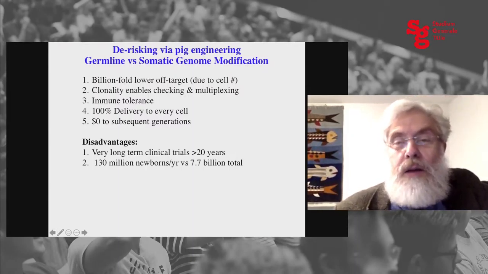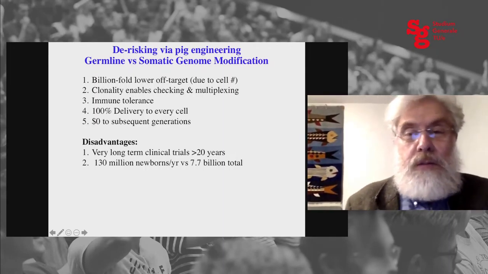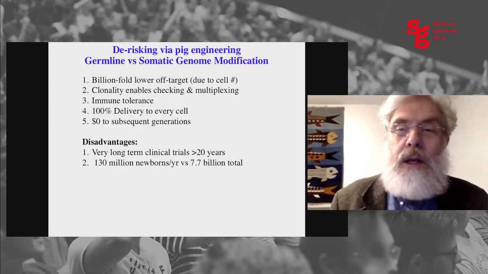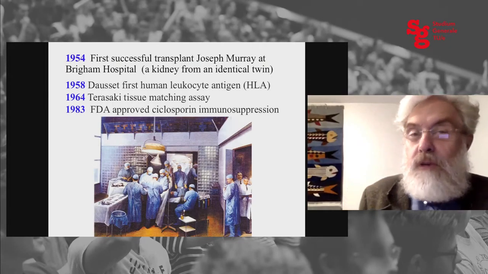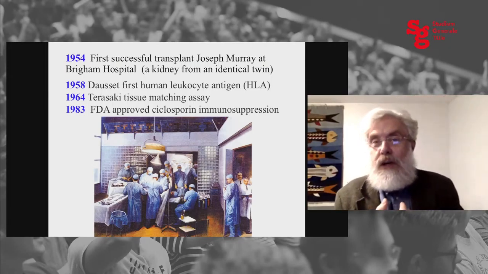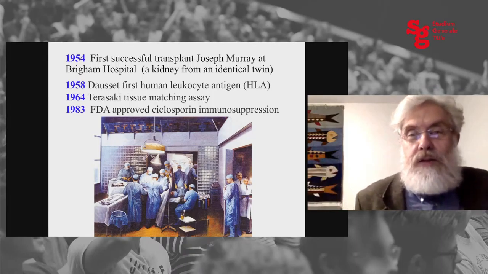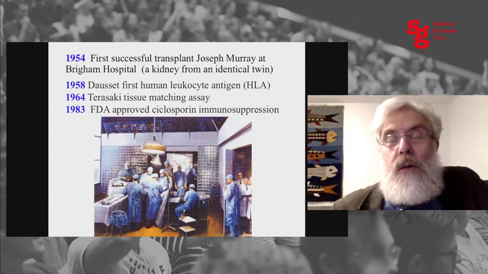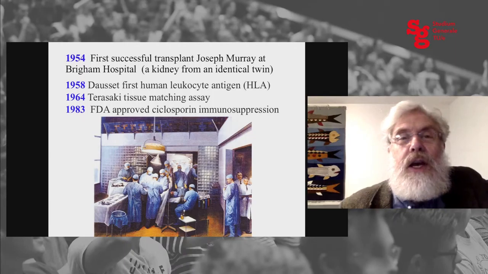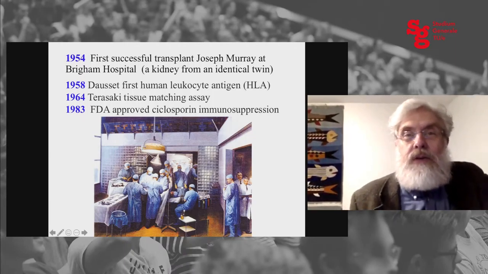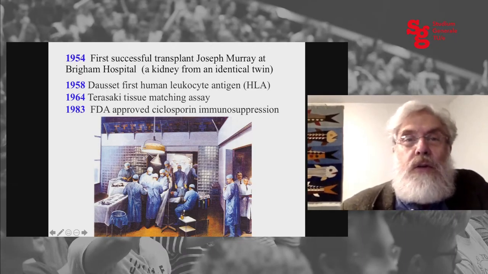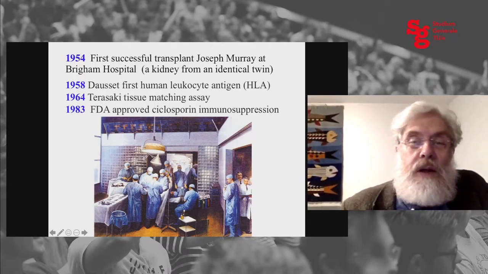The disadvantage is it can take a while to see all the consequences, and in the case of humans, which is not what we're doing germline on, there are very few newborns. Now, for somatic, and to illustrate this engineering of complex mammalian systems, we're looking at transplants. The first working transplant, although they were tried many years earlier, was in an identical twin in 1954 at one of the Harvard-associated hospitals.